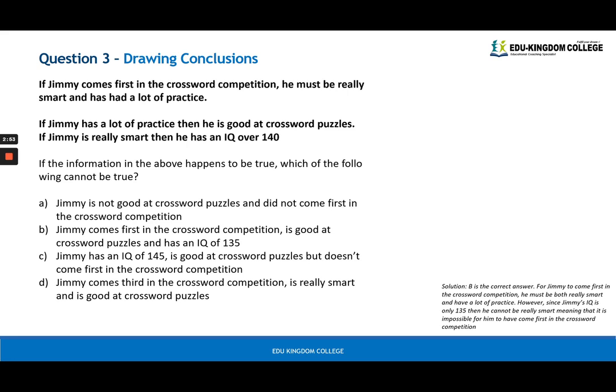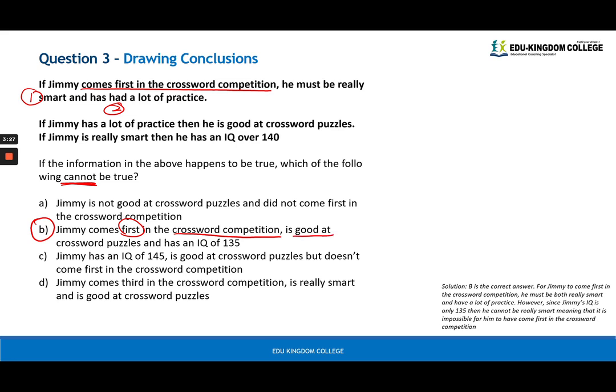Okay, number 3. If Jimmy comes first in crossword competition, he must really be smart and have a lot of practice. If Jimmy has a lot of practice, he's good at crossword puzzles. And if Jimmy is really smart, he has an IQ of over 140. So which of the following cannot be true? The answer for 3 is B. Jimmy comes first in the crossword competition. That alone tells us what? Tells us that 1, he is very smart, and 2, he has had a lot of practice.